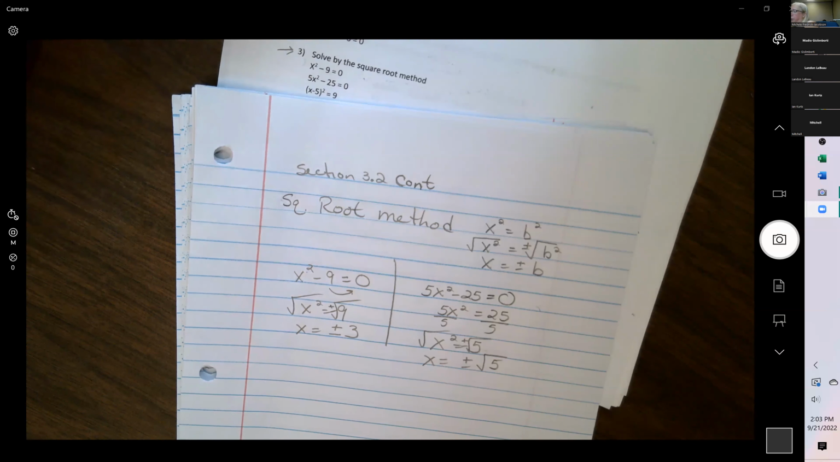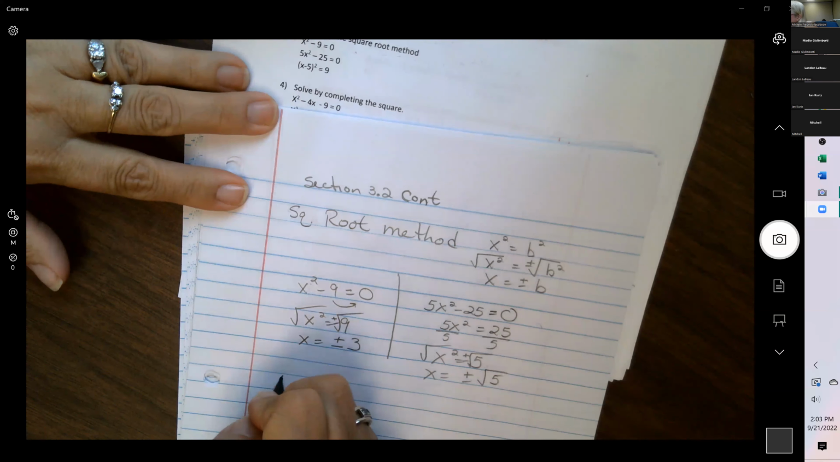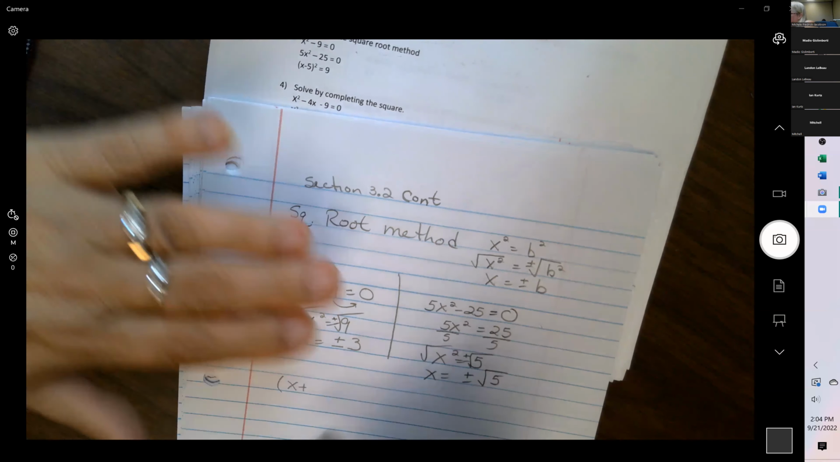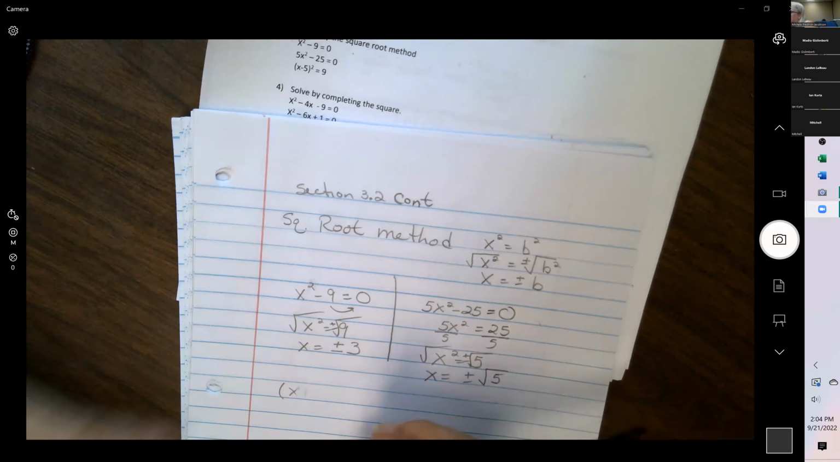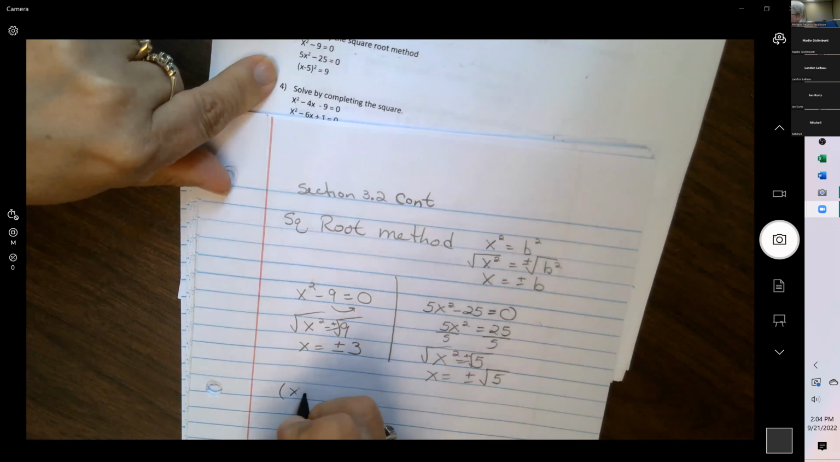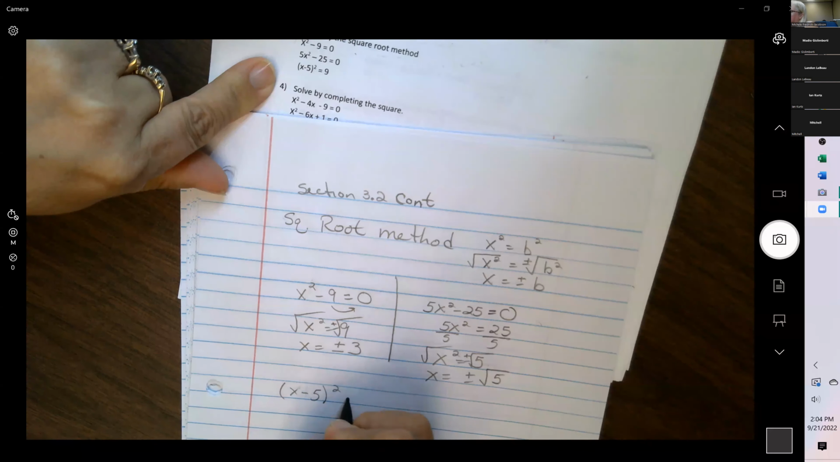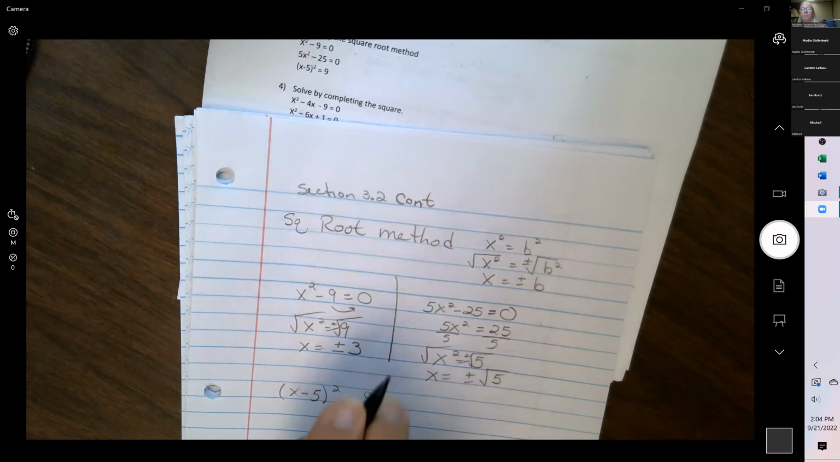Okay, let's try the last one. x minus 5, squared, equals 9.